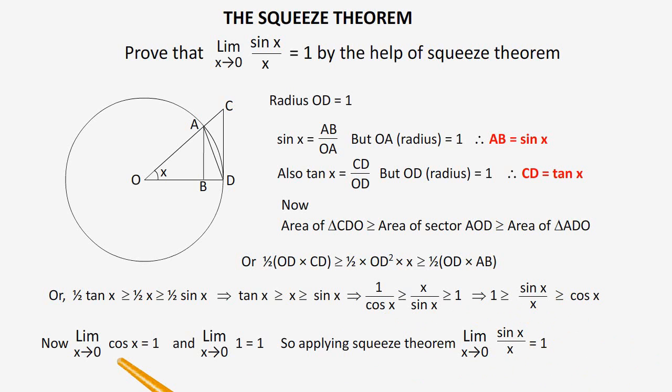Now, limit of cos x as x tends to 0 is 1. And this 1 over here is a constant term equal to 1, which can also be thought of as a function whose value is equal to 1 whatever be the value of x. So now we may apply the squeeze theorem and write that limit of sin x by x is equal to 1 as x approaches 0.